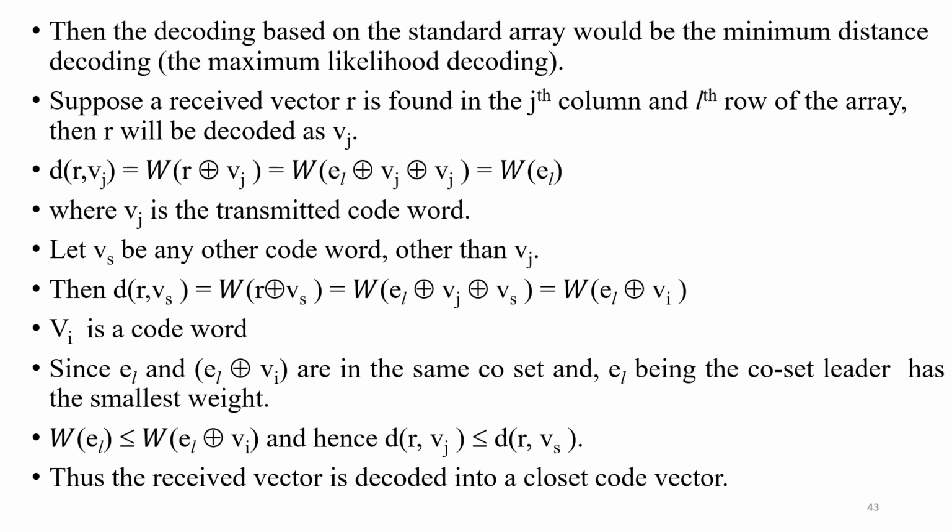Since El and El plus Vi are in the same coset, and El being the coset leader has the smallest weight, the weight of El will be less than or equal to the weight of El plus Vi, and hence d(R, Vj) is less than or equal to d(R, Vs). Thus the received vector is decoded into a closest code vector.